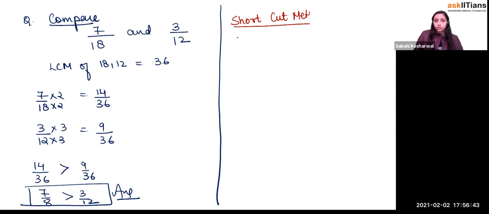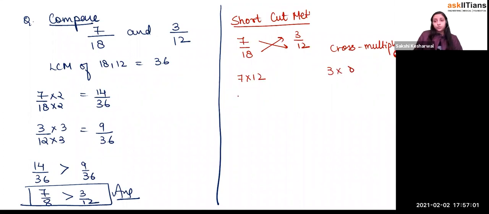I gave you this question, 7 upon 18 and 3 upon 12. What you have to do? You have to do the cross multiplication, like cross multiply. This is a shortcut method, cross multiply, right? After doing the cross multiplication, you will be multiplying 7 into 12 and you will be multiplying 3 into 18. 7 into 12 is how much, beta? 84, right? And this is equal to what? 3 into 18 is 54.